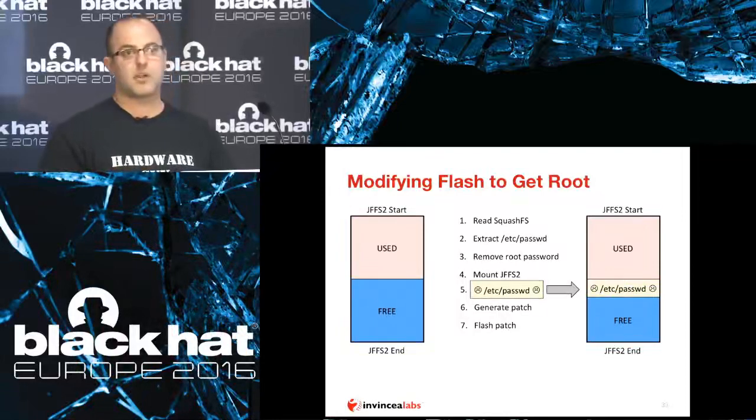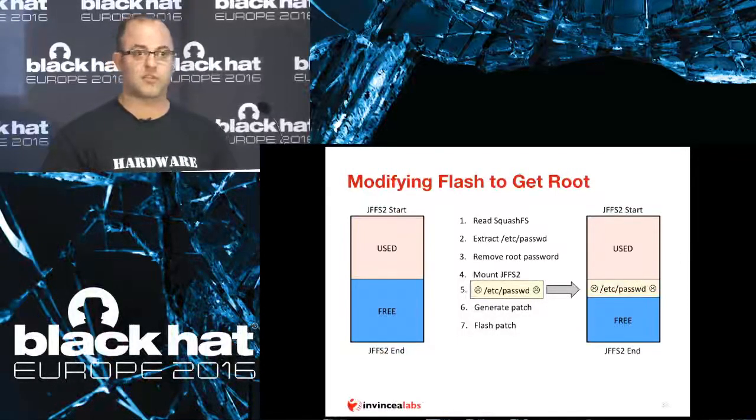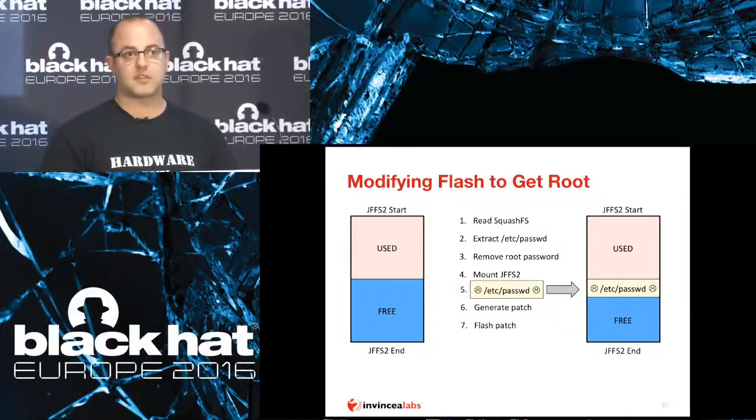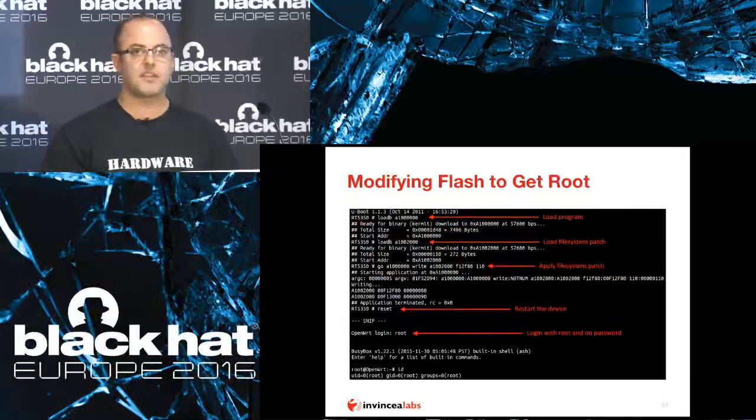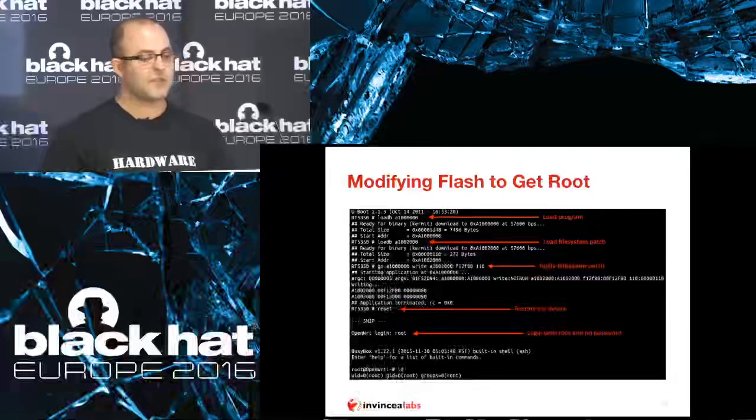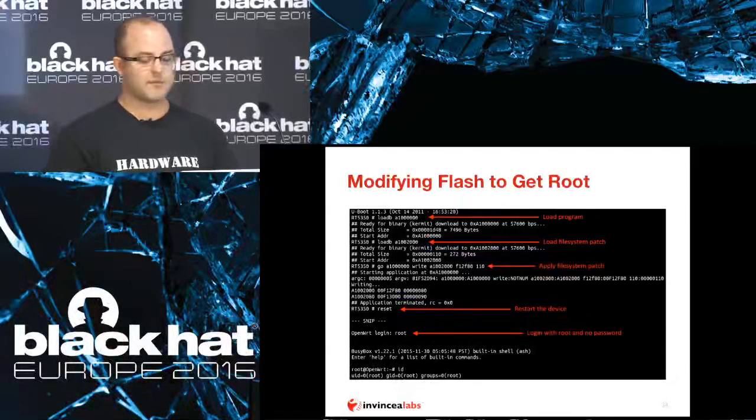So we mounted that up, copied in the new etc password file, unmounted it, generated the patch, which was just a binary diff between the original JFFS2 chunk and the modified one. And then we shipped that patch up to the device and flashed it using our application. You can see that process here at the top. We load our program, we load the patch, we use the program to apply the patch, and just some informative stuff in there. We reboot the system, snip out all the boot logs because those are kind of unnecessary, type root, and now we're in as root, no password required.